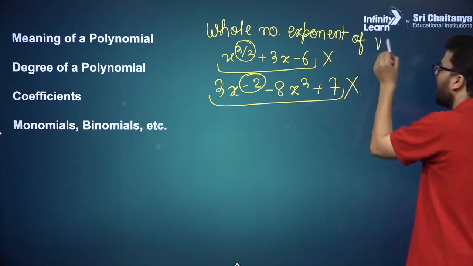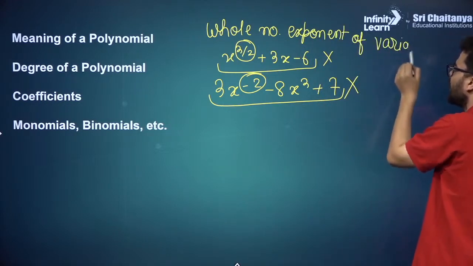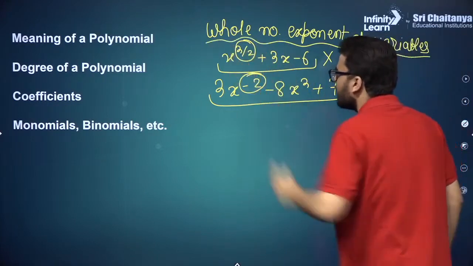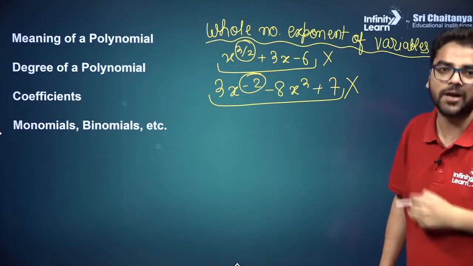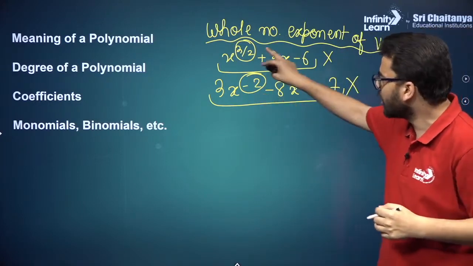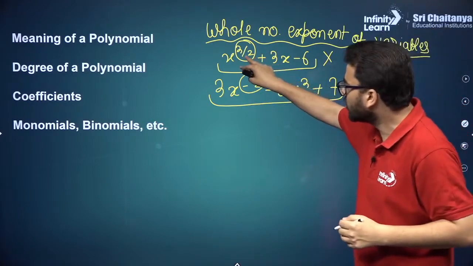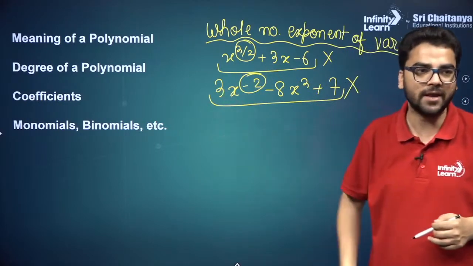You got it? Apart from that, if you have got fractional exponent of the variables or negative exponent of variables, that algebraic expression is not a polynomial. This is not a polynomial because negative exponent of the variable is there. This is not a polynomial because fractional exponent of the variable is there.